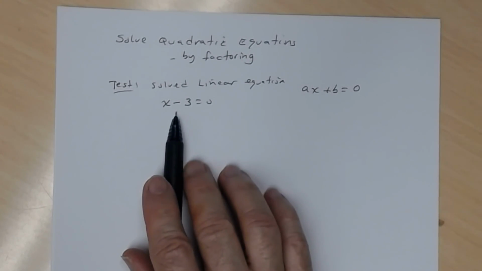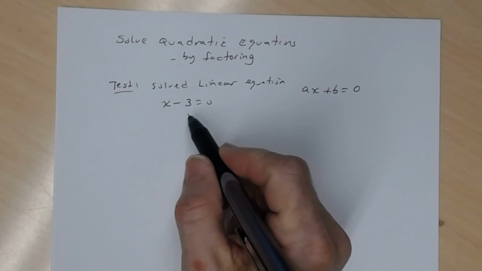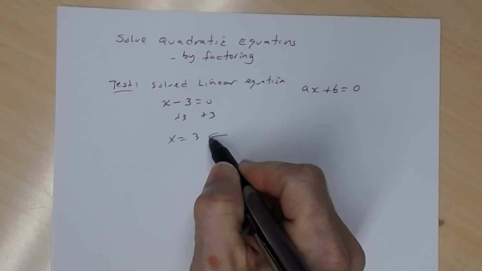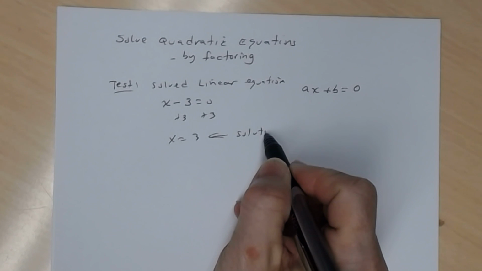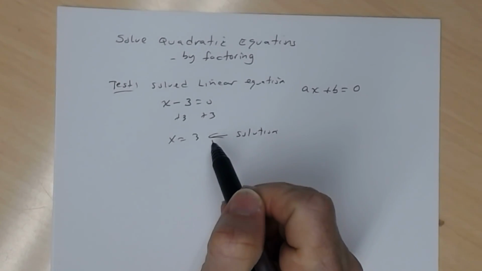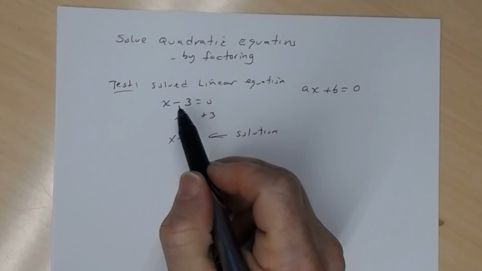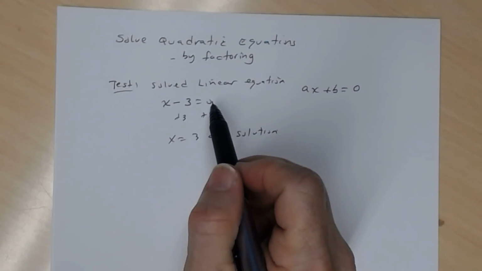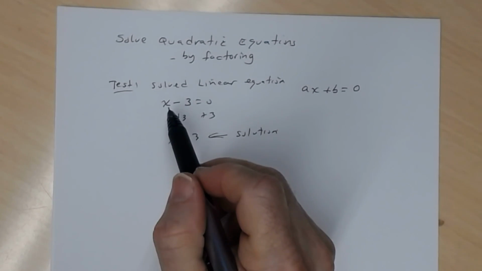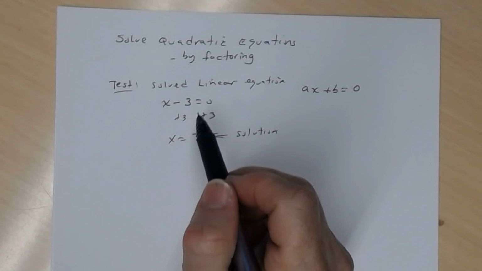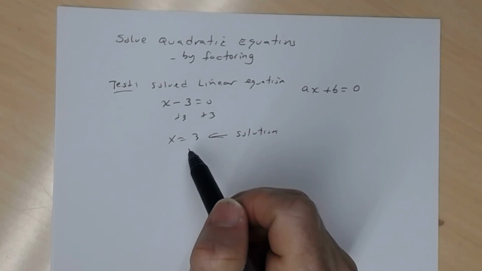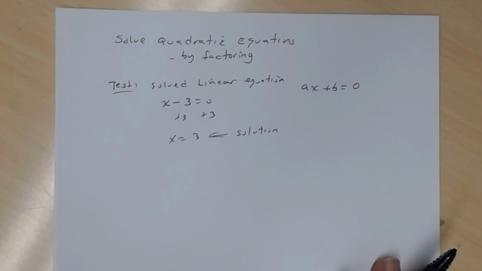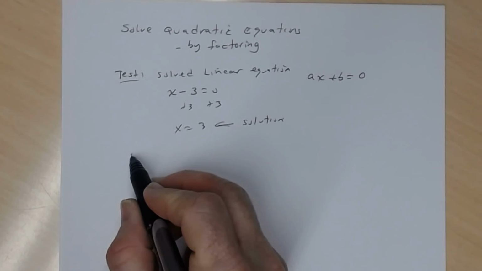Now, when we solve this linear equation, remember we added 3 to both sides. And so we got x to be 3. So that was the solution. And remember, this linear equation has one solution. It is 3. When x is 3, 3 makes this equation a true statement. So 3 minus 3 is 0, and 0 equals 0. So that's a solution.